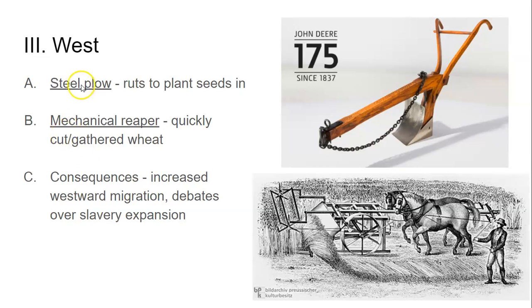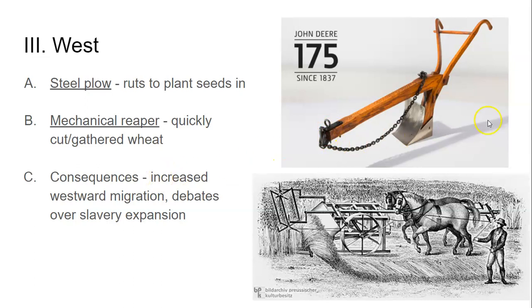So the first invention is called the steel plow, right here. So a plow, basically, this part would hook up to a horse. And then there would be a farmer back here walking behind it, using these handles to guide the plow. And then this is the steel plow part. It's a hook that is in the ground, and it just digs really deep ruts in hard, rocky soil that you can plant seeds in.